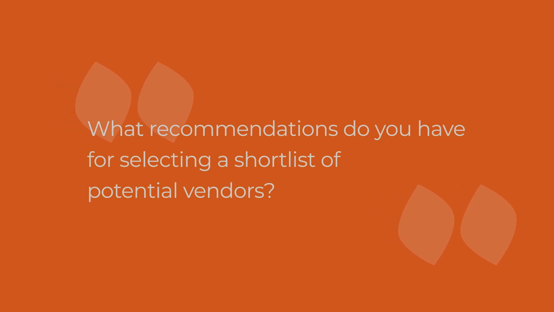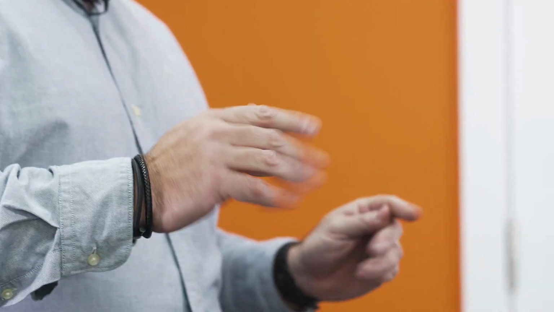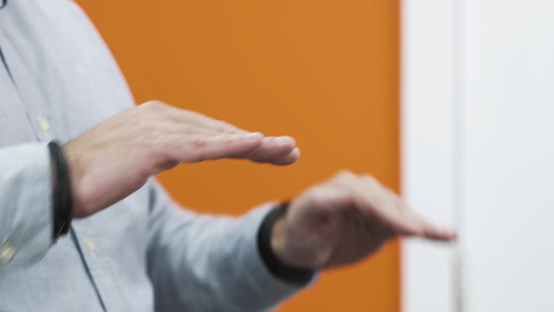Some recommendations I'd have when you're selecting a shortlist of vendors is very much going to be around really scrutinising exactly what you need from the system. Making sure you're creating a very short list of your minimum requirements. Have a baseline of what you want this system to deliver.